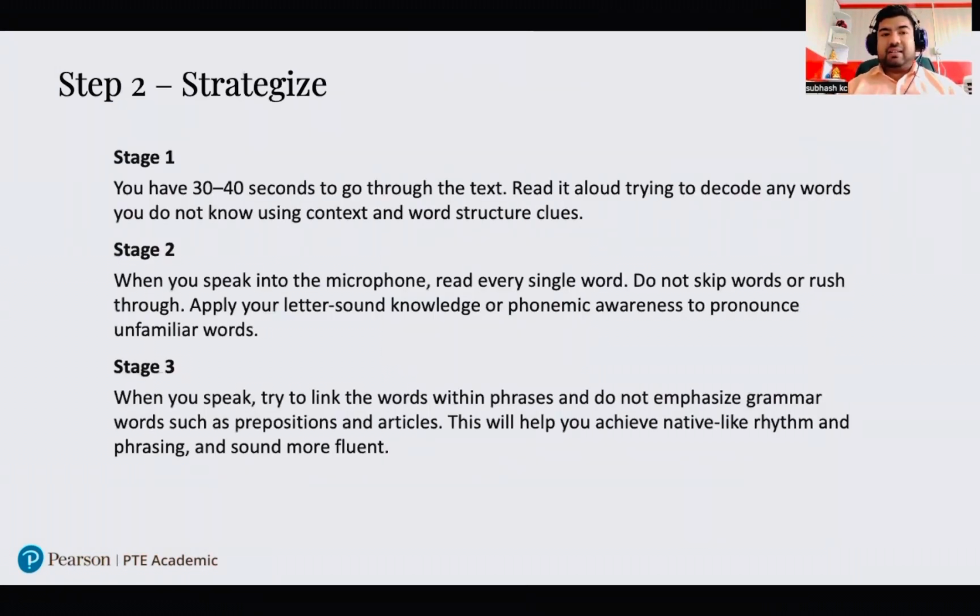So what are the strategies? Let's see. Strategize. Stage 1, you have 30 to 40 seconds to go through the text, read it aloud, trying to decode any words you do not know using context and word structure clues. That means the initial 30 to 40 seconds that's provided to you before the speaking starts, or before it beeps, that time should be utilized properly, okay?